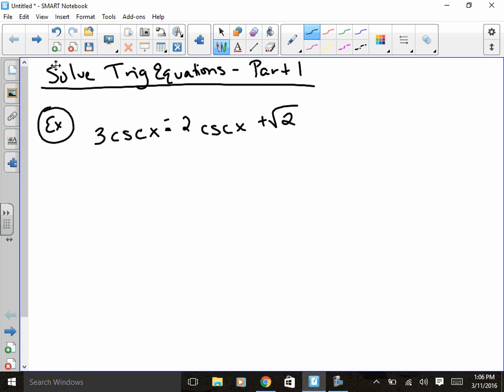Okay, so what I'm going to do here is try to get the variable by itself on one side, basic algebra principles here. So I'm going to subtract the 2 cosecant x from both sides. So I'm left with just a regular cosecant x equals the square root of 2. Now, this one's a little bit different. I've already got the x variable on one side by itself. Okay, great. Now, I need to use the unit circle in order to determine what x could potentially be.